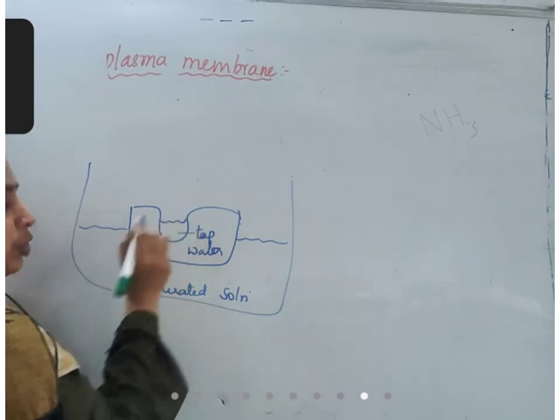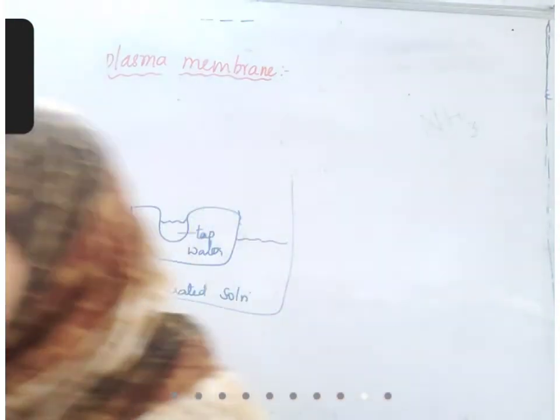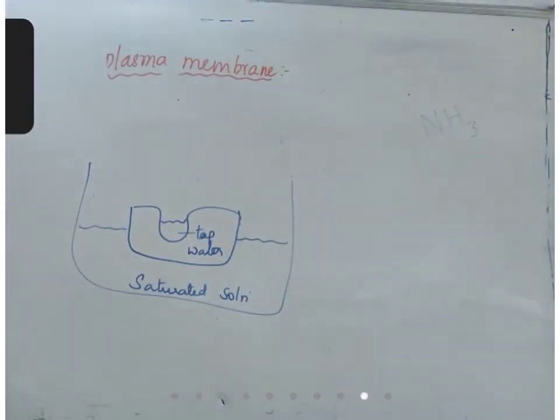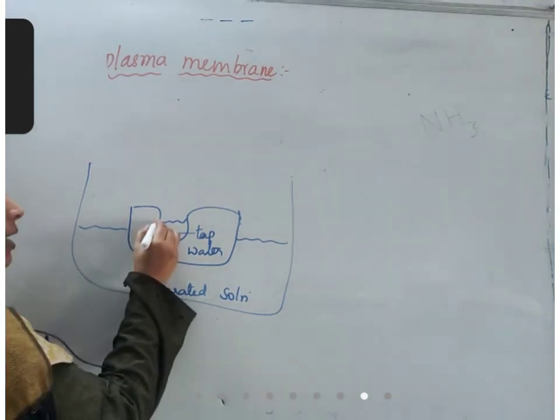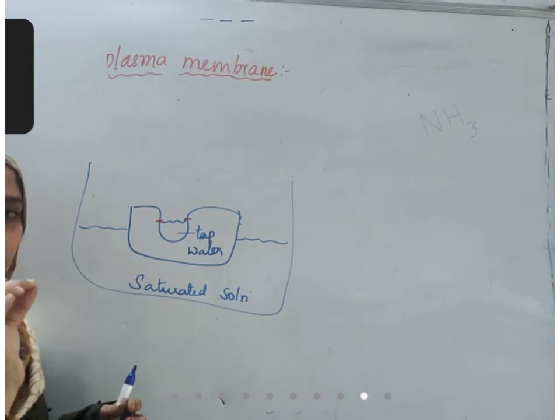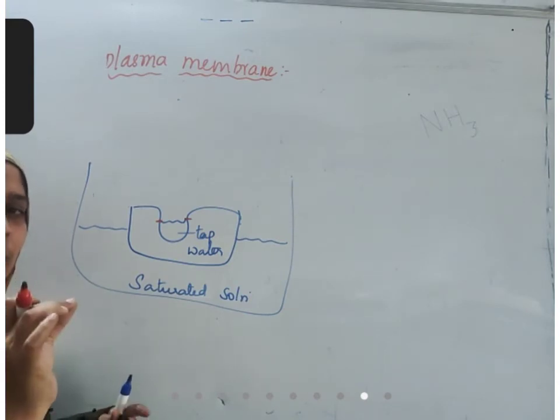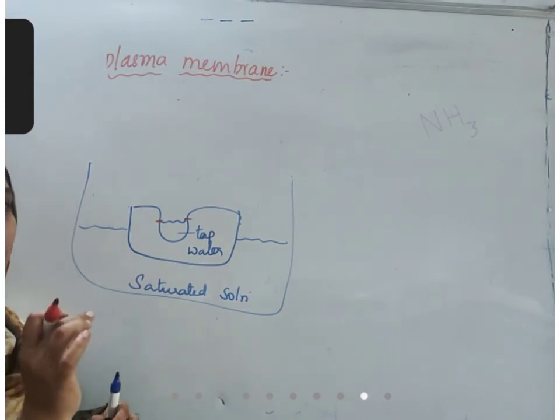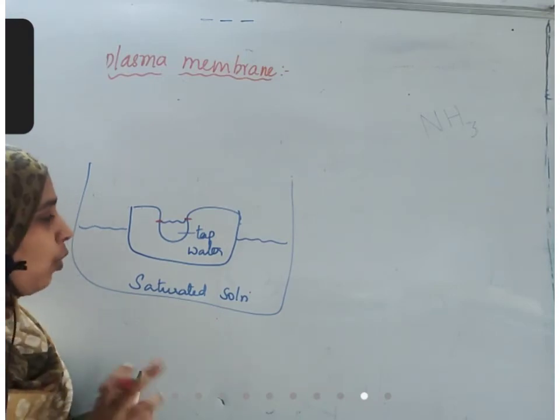You need to put a mark. When you are doing this experiment, you should put the mark here, till where the tap water is present. You should mark like this. You can mark it with the help of a needle. Prick a needle into that potato so that you can understand the level of water in it.